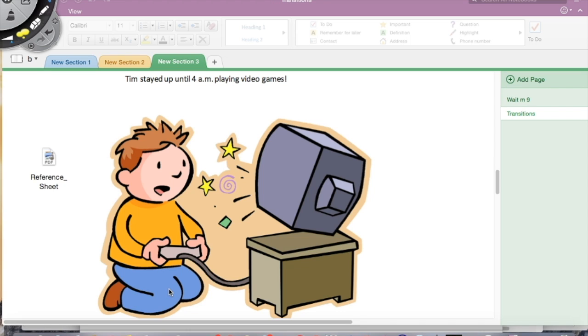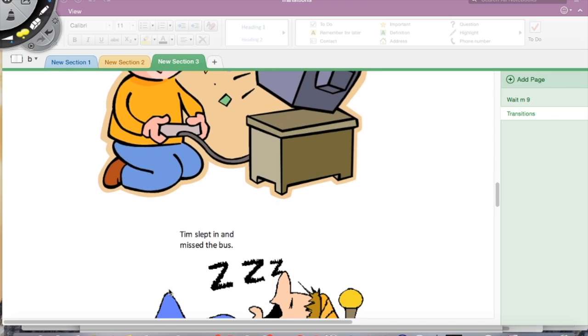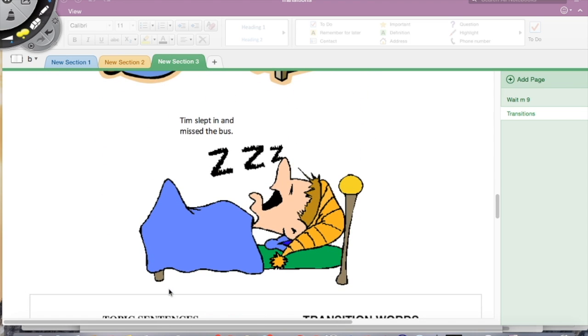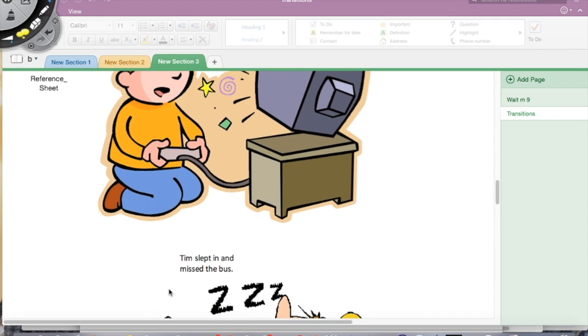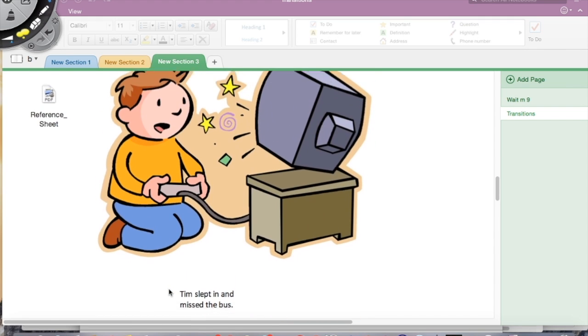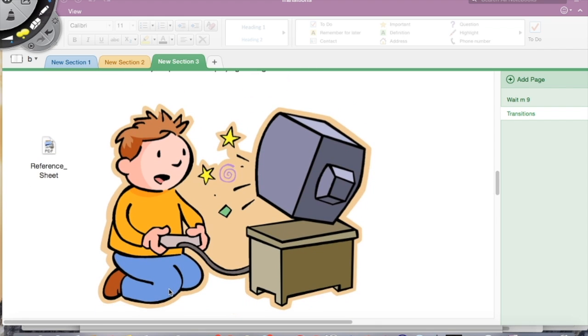I go, all right, understand. Let's move on to the next thing. Tim slept in and missed the bus. A lot of you are probably going to get this because you're going to see the sequence here, the cause and effect. But me as a teacher, I go, you know what? That could be a lot more clear.